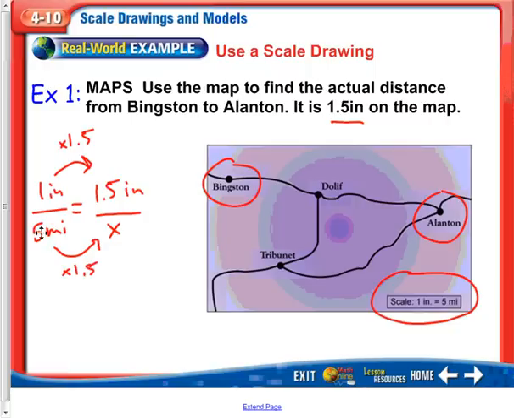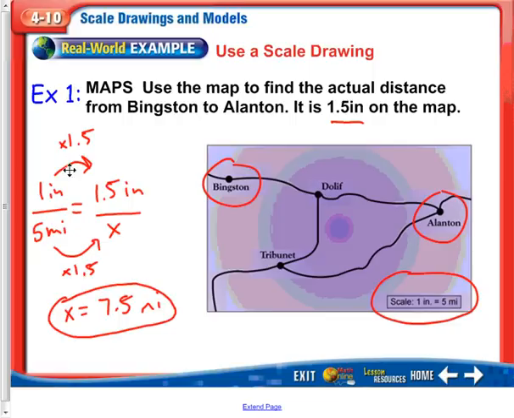So 1 times 5 is 5, and then 5 times 0.5, half of 5, is 2.5. So 5 miles plus 2.5 miles would equal 7.5 miles in real life. So we know then that if this is 1.5 inches here, we're going to have the full inch, which is 5 miles, plus another 1/2 inch, which is 2.5, so 7.5 miles.